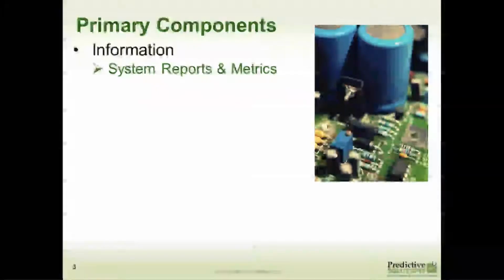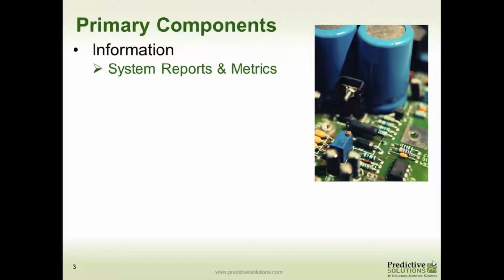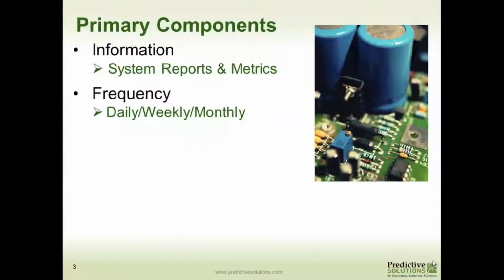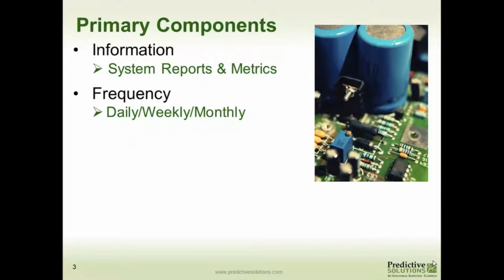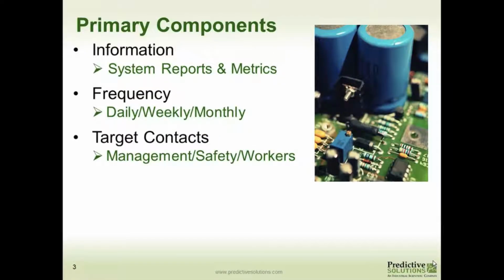So the primary components of a data use plan include what information is communicated. This usually includes system reports from SafetyNet and available metrics collected from your safety data. It involves a frequency. How often should this information be communicated? Daily, weekly, monthly, however often you feel it's necessary. Who should receive this information? Who are the target contacts within your organization, whether it's at the project level, the regional level, the corporate level? They usually include somebody from management or operations, somebody from the safety team, and most importantly, the workers who are out there on the line exposed to these hazards.